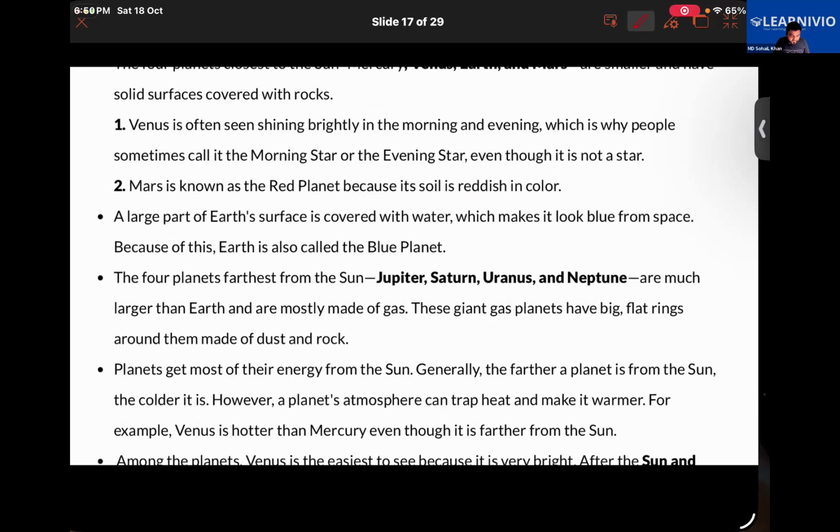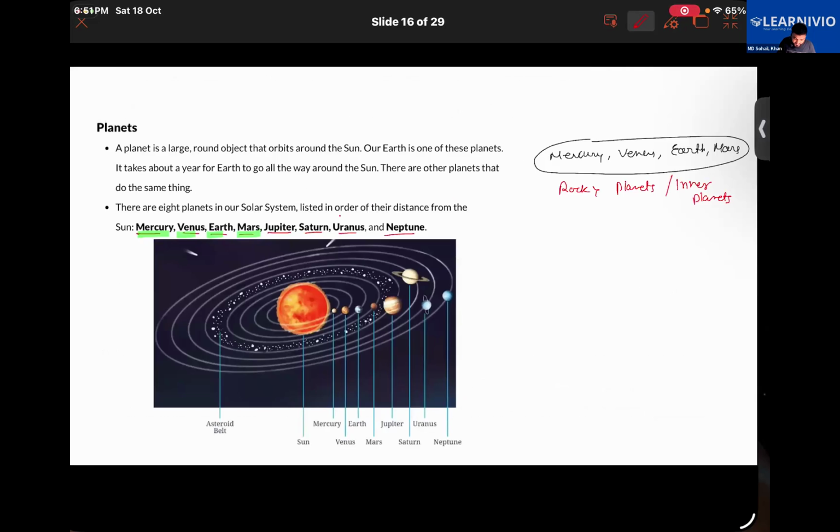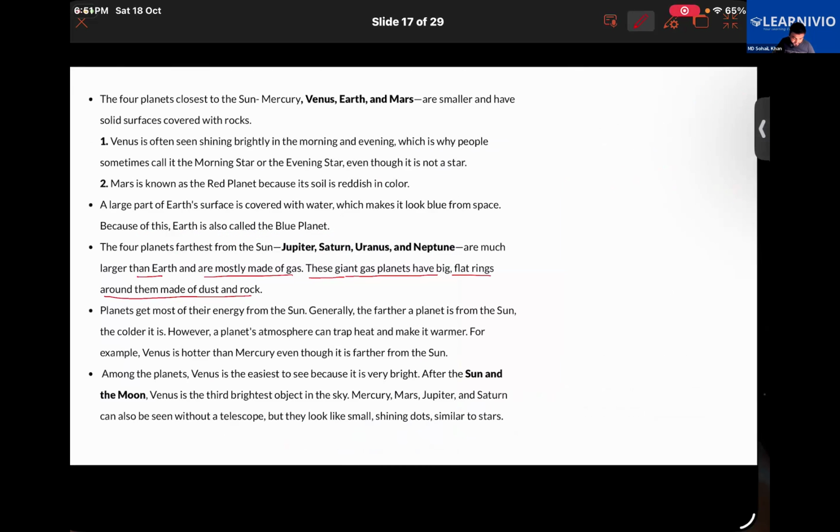Then come the 4 farthest planets from the sun, which I was talking about moments ago. That is Jupiter, Saturn, Uranus, and Neptune. They are much larger than Earth and they are mostly made up of gases. So they are called giant planets. These giant gas planets have big flat rings around them, made up of dust and rocks.